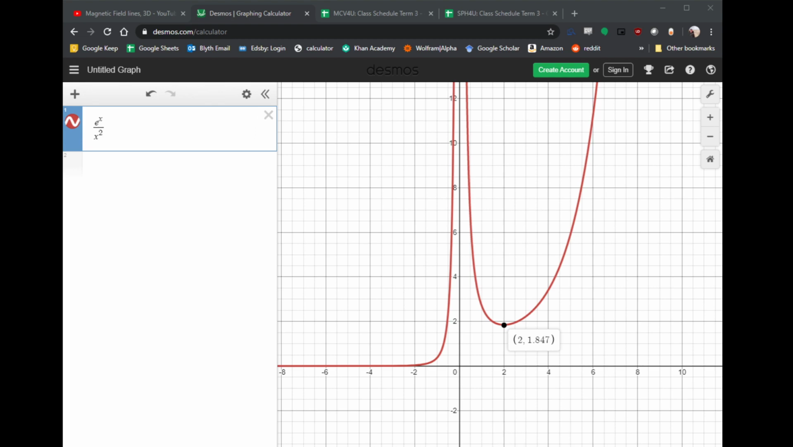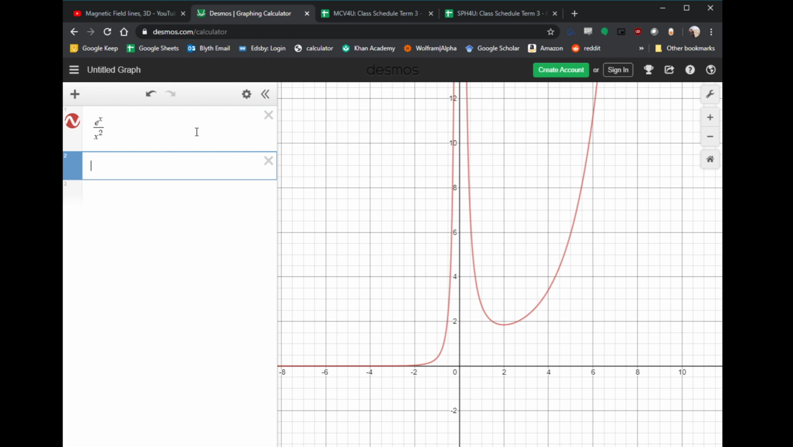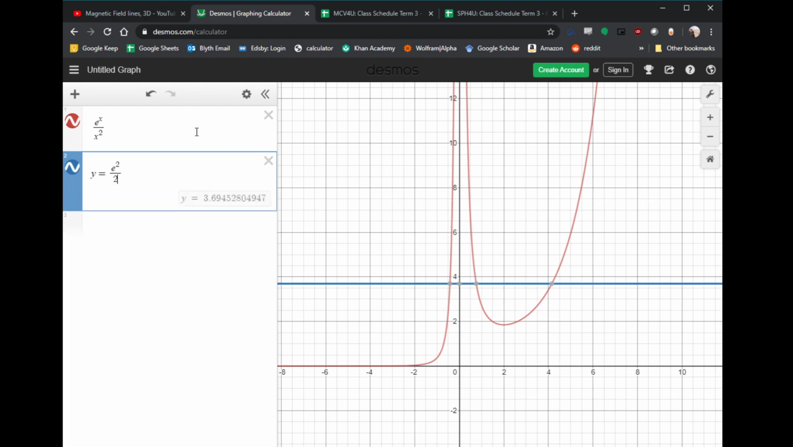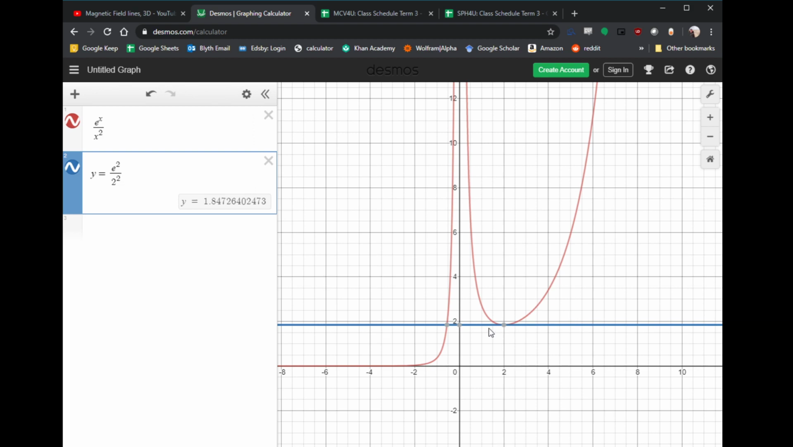Now, if you guys recall, for the equation of a horizontal tangent line, we just assign y equals and then a constant value. So in this case, it'll be e to the 2 over 2 squared. And so we can see that we get our tangent line. It intersects the graph at exactly one point as we want, and we know it's horizontal. Yeah, and that's about it for that example.